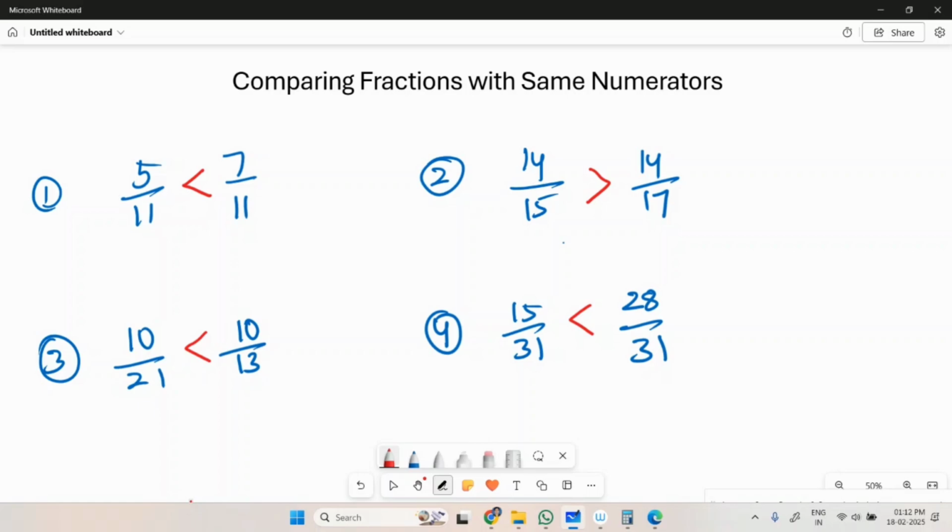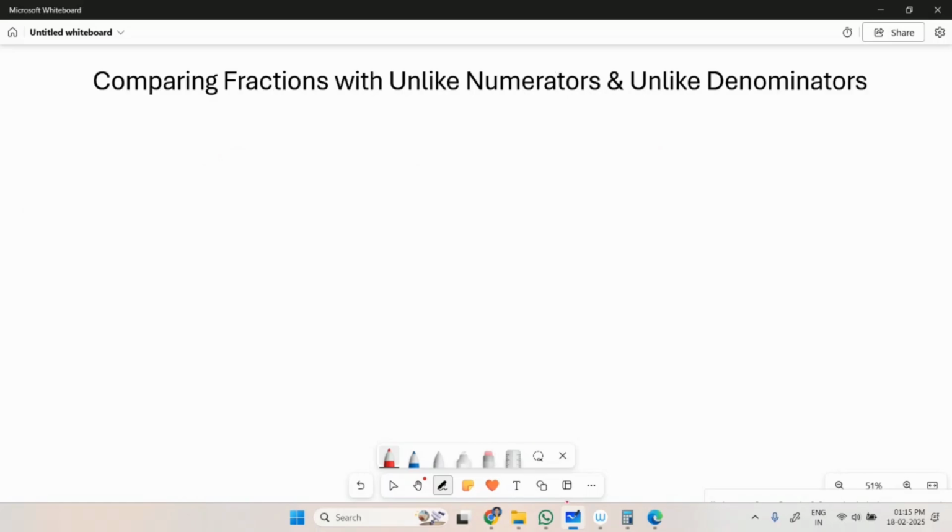So let's compare the fractions with different numerators and different denominators. Fractions with unlike numerators and unlike denominators. Unlike means there will be no same numerators and same denominators. Okay, so to compare two fractions having unlike numerators and unlike denominators, we first convert them into same denominators, and this can be done by multiplying the numerator and denominator of each fraction by a suitable number.